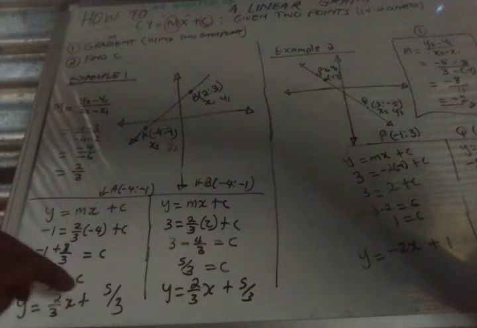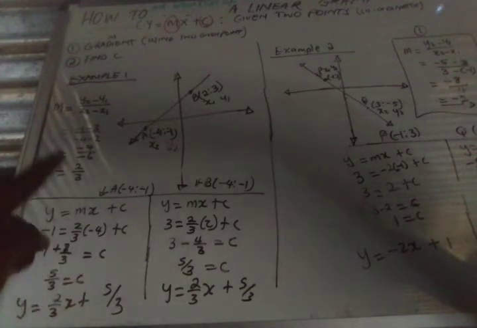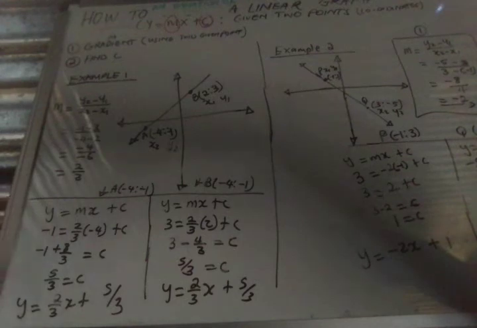Now I can write my whole equation, because I have the m, which is 2 over 3, that I got in the first step, and the c, which is what I got now. So my equation is going to be y equals 2 over 3 x plus 5 over 3.